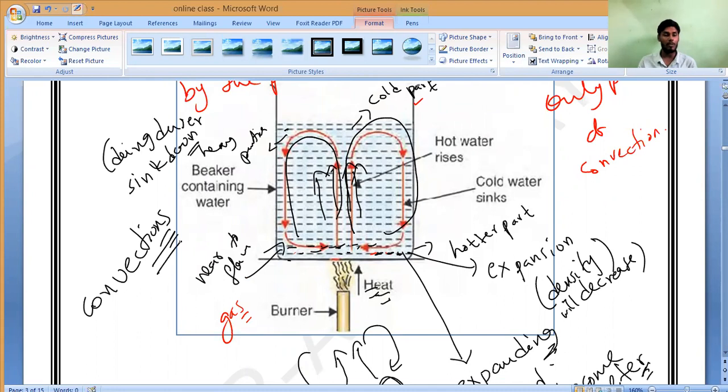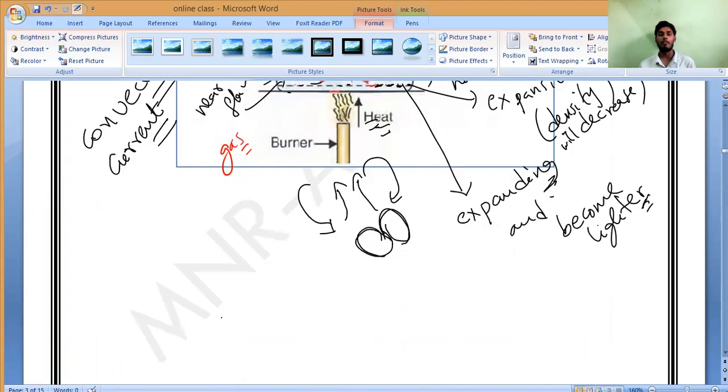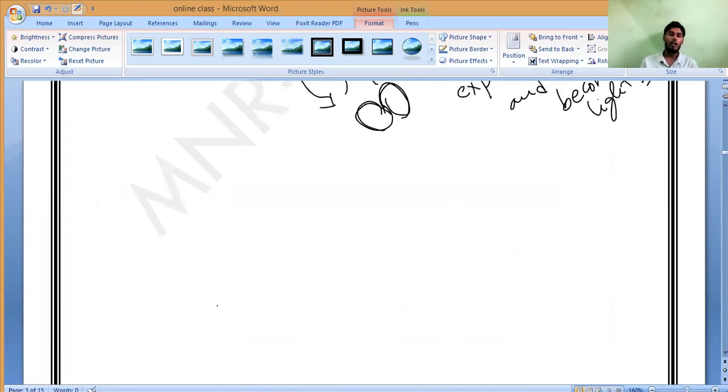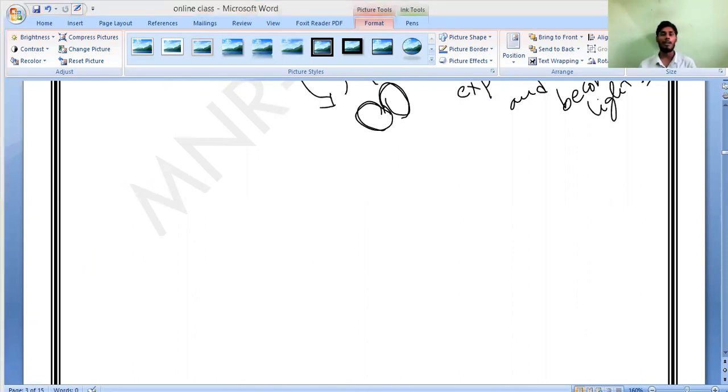Or the main word is convection currents. This is the most important thing. Convection currents. Do you understand? That is why this process is called convection current. So that is what you should remember. Here I am using a new word called convection current. Convection currents. Understand? Write it down.